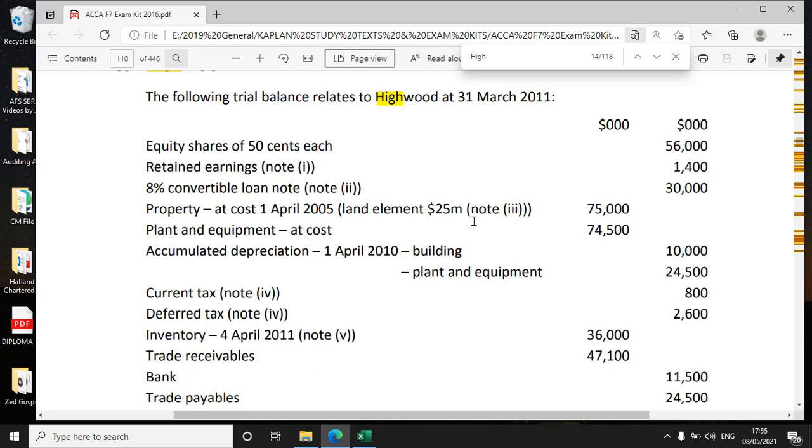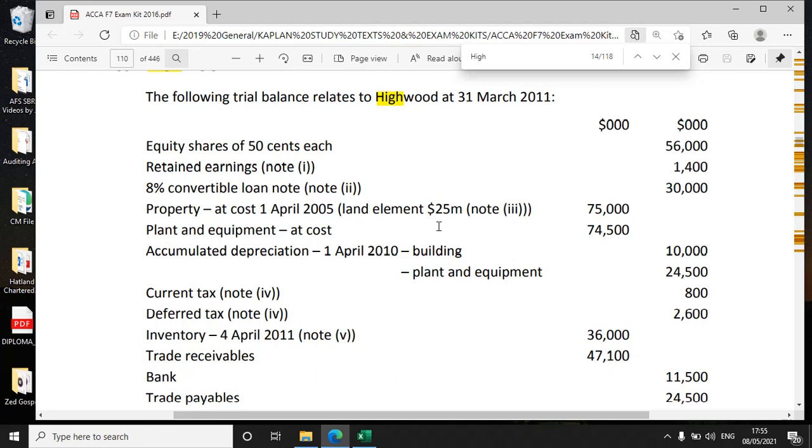So now, this company has got equity shares of 50 cents. This simply means that the company has got twice the value in terms of shares. When you divide 56,000 by 50 cents, you'll be getting a figure that is twice that. I should think that you're okay with that.